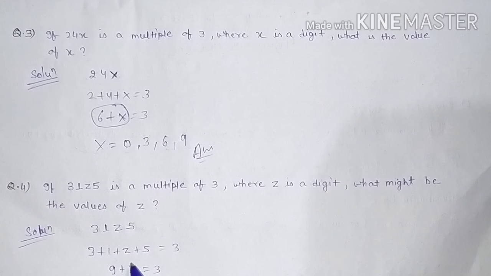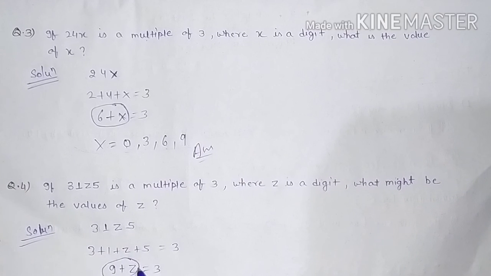Now 9 plus Z, this value equals 3 or a multiple of 3. Okay, so now just take the value of Z as 0. So if I take the value of Z as 0, put the value 0 in this equation. So 0 plus 9 is 9, and 9 is a multiple of 3. Okay, so this equation is satisfied here. So 0 is the answer.